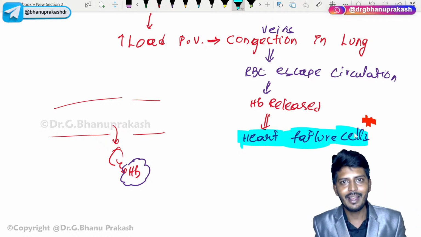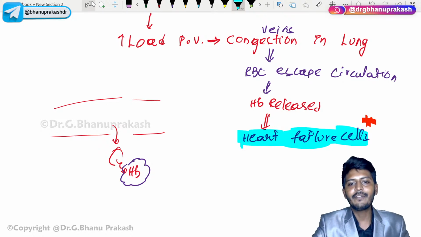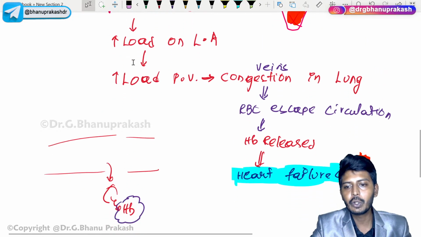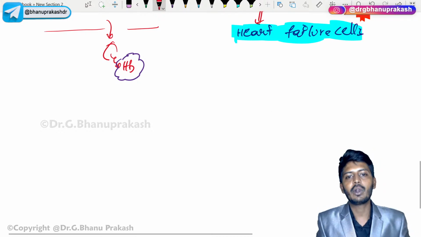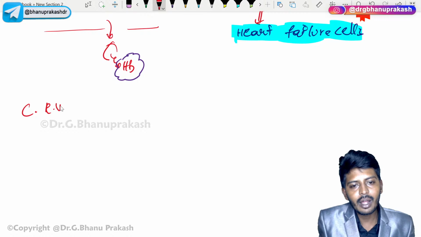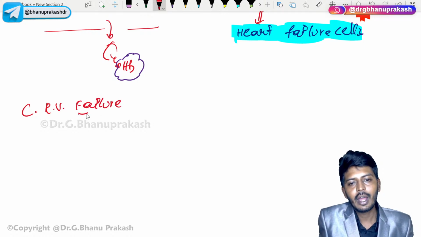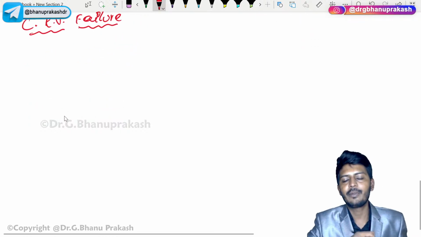Hemoglobin which has escaped the circulation, that is the story of your left ventricular failure that will lead to congestion in the lung, right? So the next important aspect, what will happen? If there is a chronic right ventricular failure, let's see what is going to happen. So the most important concept, let's understand.